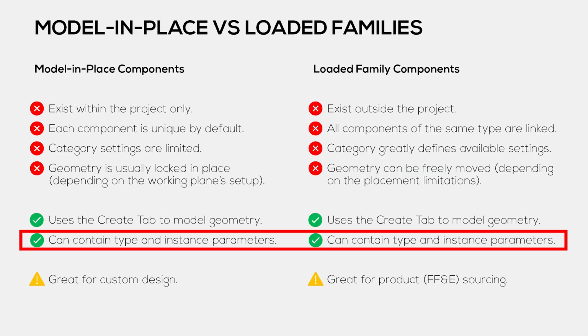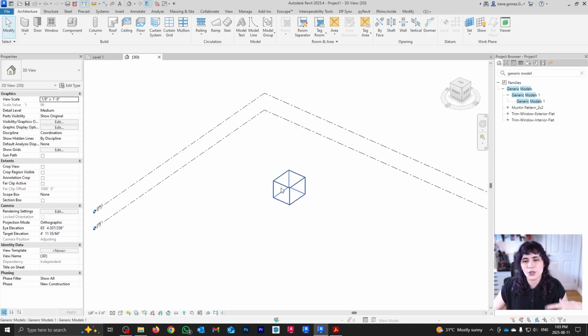Another thing is that both of them are going to contain both type and instance parameters. So we can actually make our model in place components so they are easy to edit. We're going to see how these parameters can be set both with the model in place component and with families later.